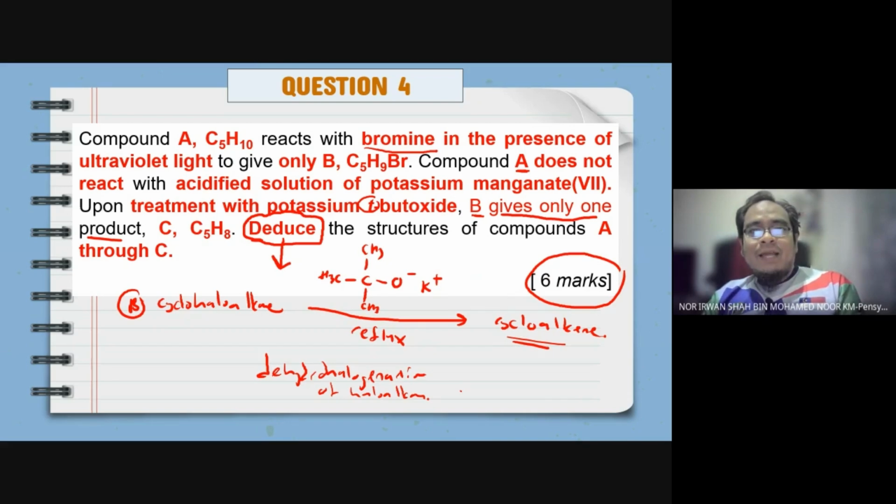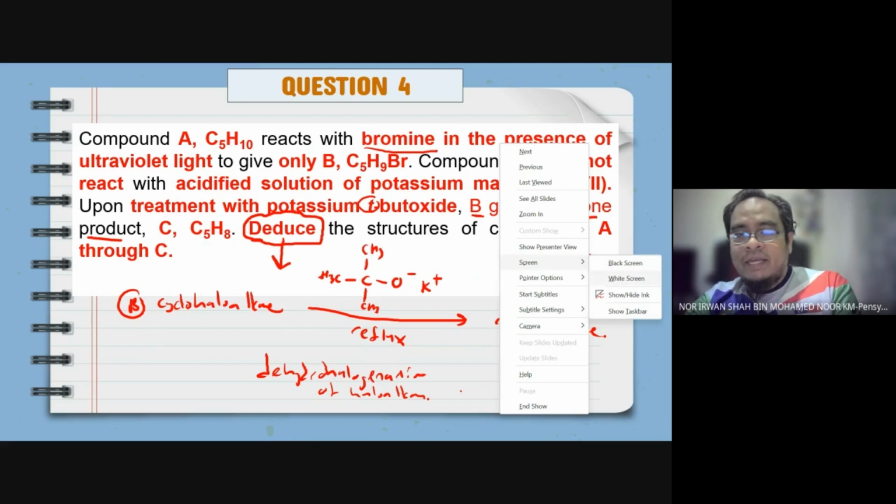Meaning that kita tak akan dapat major minor. Satu produk saja. Bukan major minor, sebab kalau major minor kita ada dua produk kan? Satu major, satu minor. Tapi dalam kes ni, kita akan dapat the one and only product ataupun satu sahaja cycloalkene. Okay guys, sekarang ni kita nak cuba deduce apakah structure of A, B dan C. Okay, dia macam ni tadi. Sekejap kalau saya balik semula, saya nak tunjukkan sekali lagi.